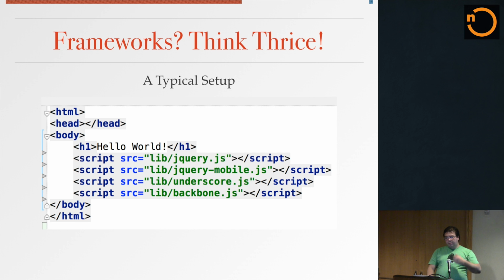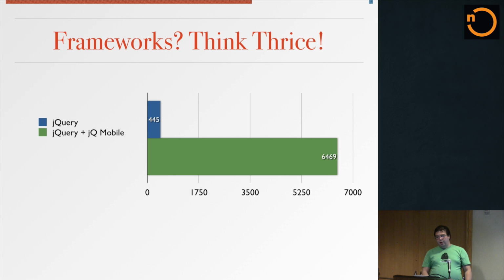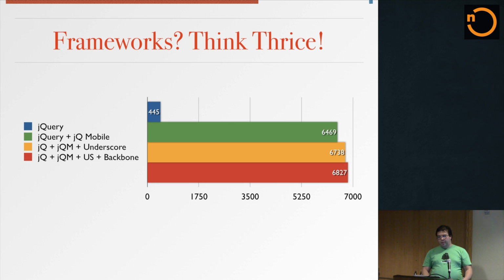Also, I have an example to show the overall impact of framework code on your mobile application. This is just a typical setup. There is nothing fancy. It's basically a Backbone jQuery Mobile setup. One thing that I did is add a counter to each and every single function inside the framework code. And here are the results.